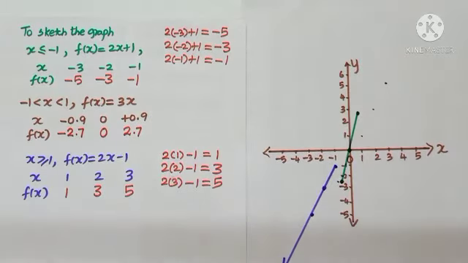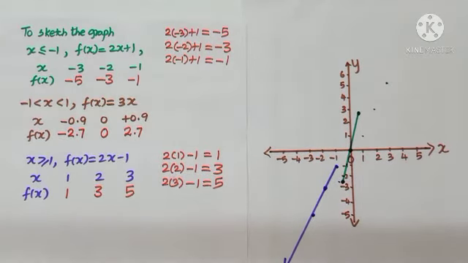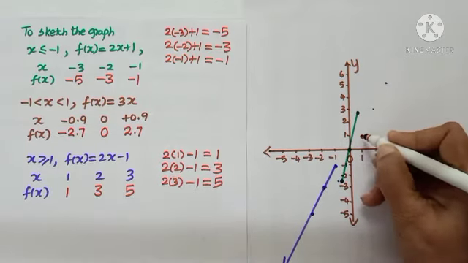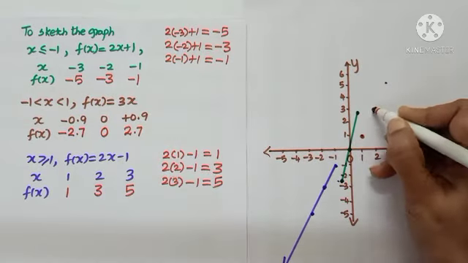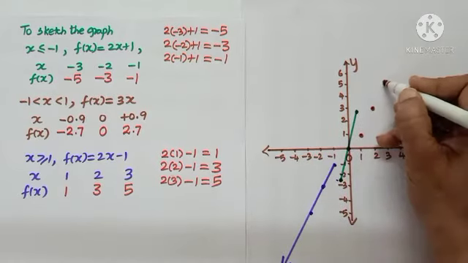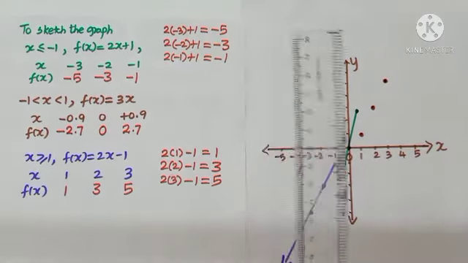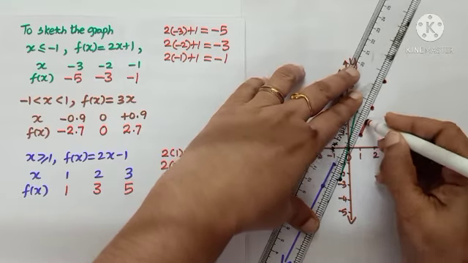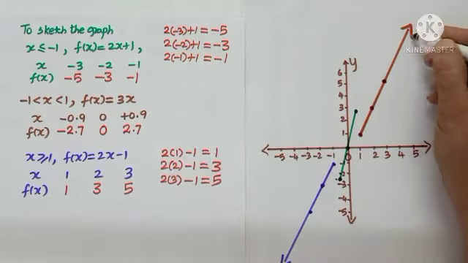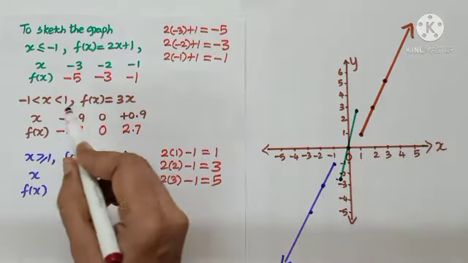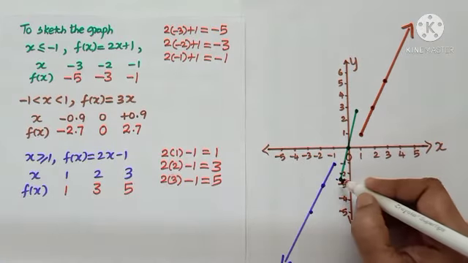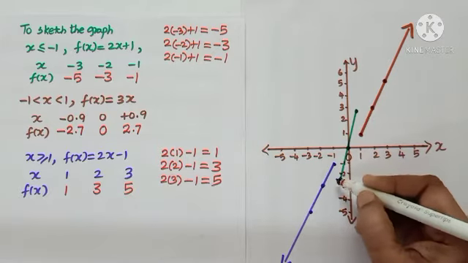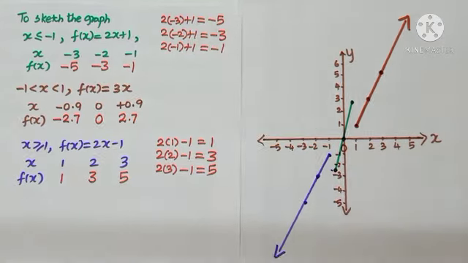The next interval, x greater than or equal to 1. Here we have 1, 1; 2, 3; 3, 5. And as I join here, it is going more than or equal to 1. So the diagram will be from 1 but going on and on. Whereas here, it is between minus 1 to 1, so we will just put for 0.9 only. When it comes to the case of minus 1, it is an open circle. Thus we have sketched the graph for the given function.